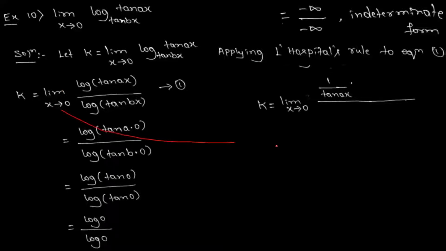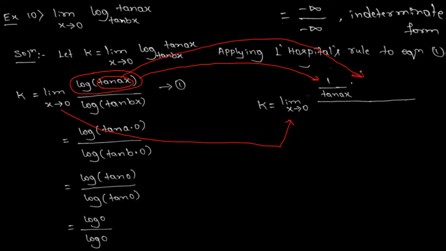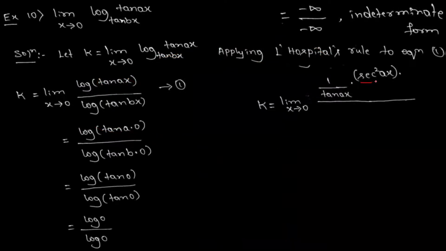So k is equal to limit as x is tending to 0, and we differentiate the numerator separately. Differentiation of log tan ax is 1 by tan ax. Then we differentiate tan ax once again. The differentiation of tan ax will be secant square ax.